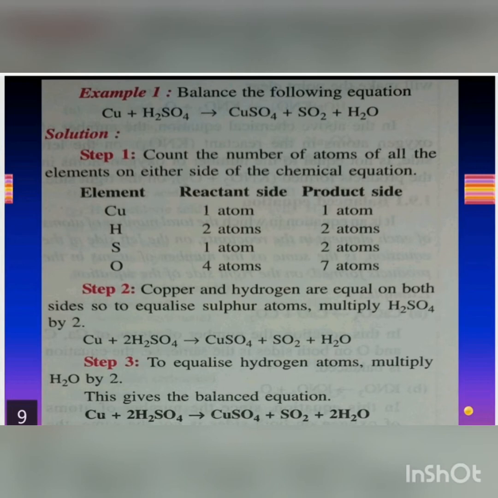So we see that we have 1 atom of copper on the reactant side, 1 atom on the product side. Hydrogen, they are both 2 atoms on either side. Sulfur, reactant side we have 1 atom, while on the product side the atoms is 2. Now oxygen is 4 on the reactant side, but it is 7 on the product side. So we see the first two are balanced, so we'll ignore that for the moment. Let's proceed to the next one.